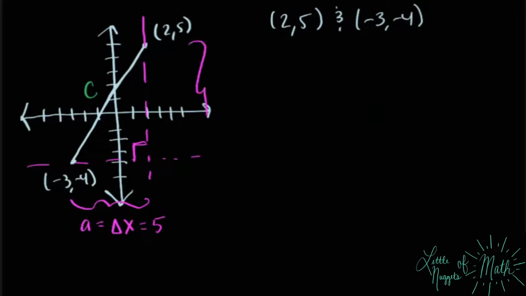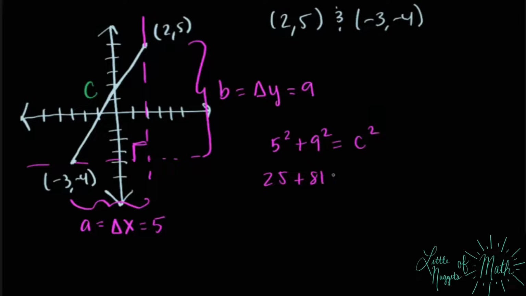For your height, b, or your change in y, we know that the distance from -4 to 5 is 9. And so using our Pythagorean theorem, we know that 5 squared plus 9 squared is equal to c squared. 25 plus 81 is equal to c squared. And so we get 106 is equal to c squared. Take the square root of both sides, and c is equal to the square root of 106.